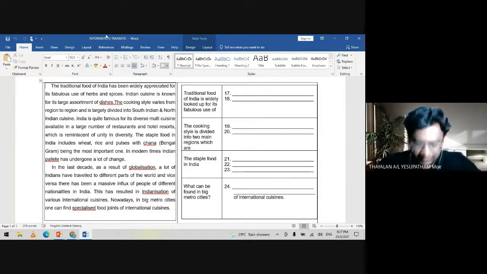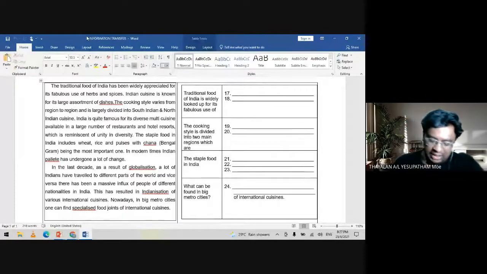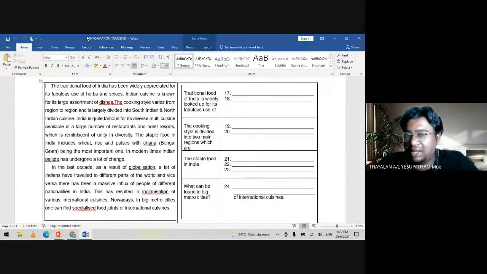All right, excellent. Now, let's look at the answer. You see, when we get a text like this, as I told you, if we were to read the question, we would get a general idea. Now, if you look at the question, it is asking for traditional foods of India is widely looked up for its fabulous use of. So you can deduce that this text is about traditional food of India. The cooking style is divided into two main regions, which are the staple food in India. There are three. And what can be found in big metro cities, so of international cuisines.